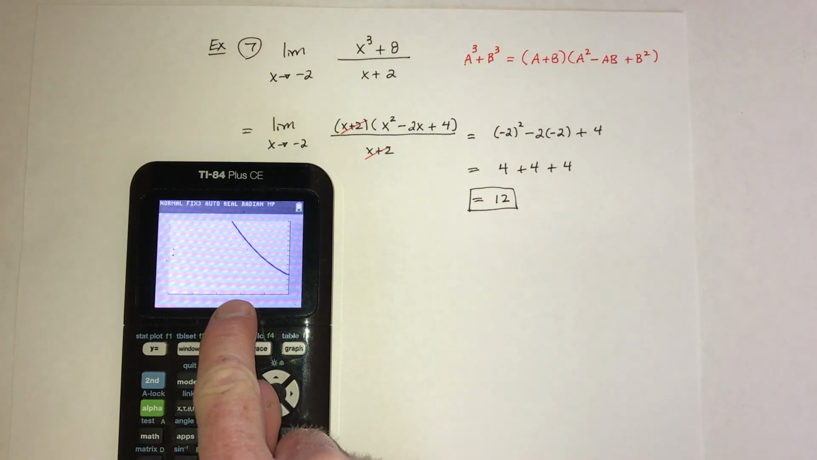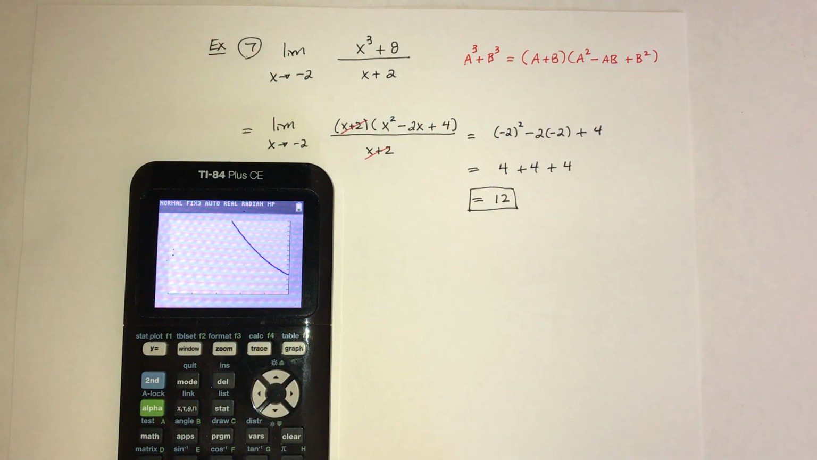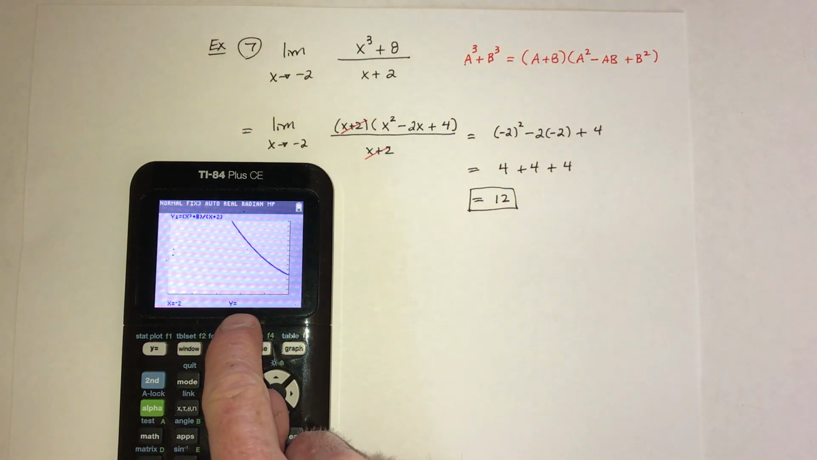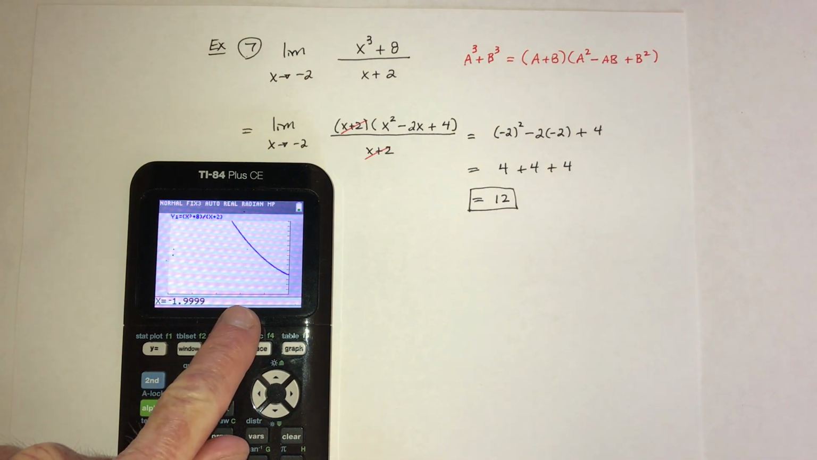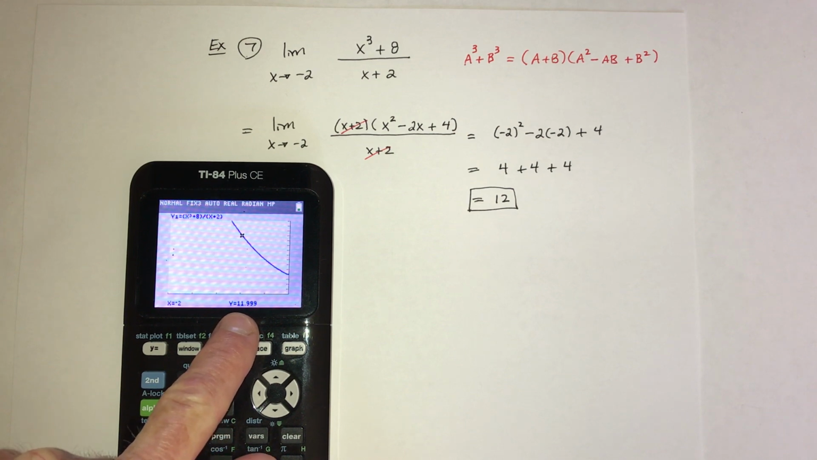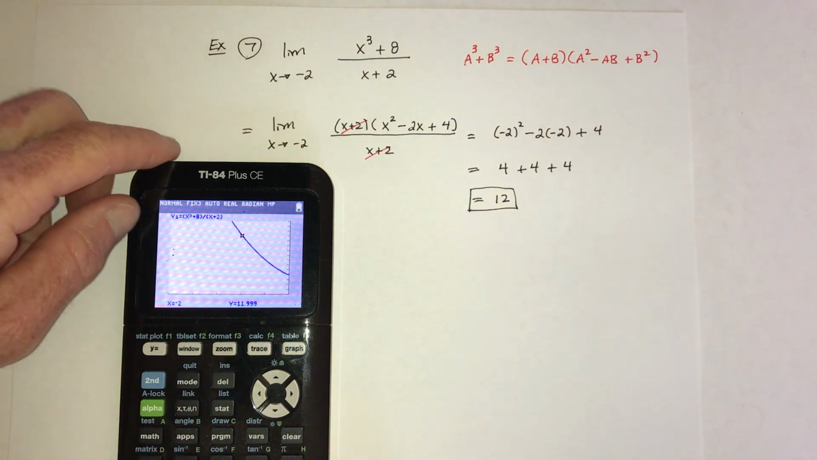Okay, so here's negative 2, and this would be where the answer is supposed to be. If I trace and put negative 2, it says blank because of division by 0. Then put something close to negative 2, negative 1.9999. And then it should say that y is approximately 12. And it says it's 11.9999 or so. So it seems like my answer 12 is correct.